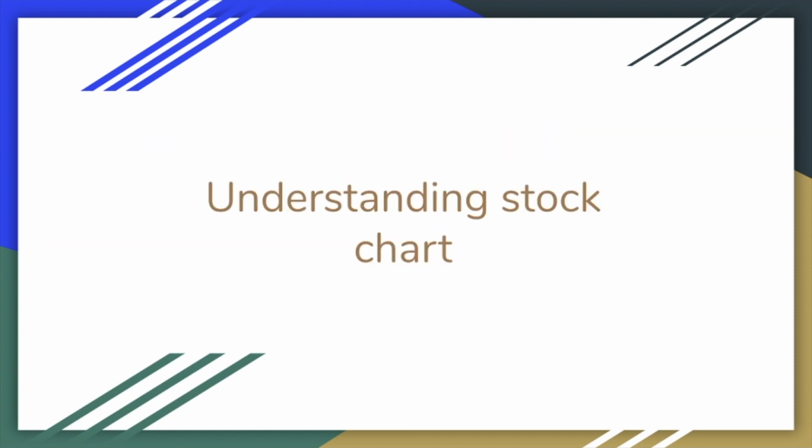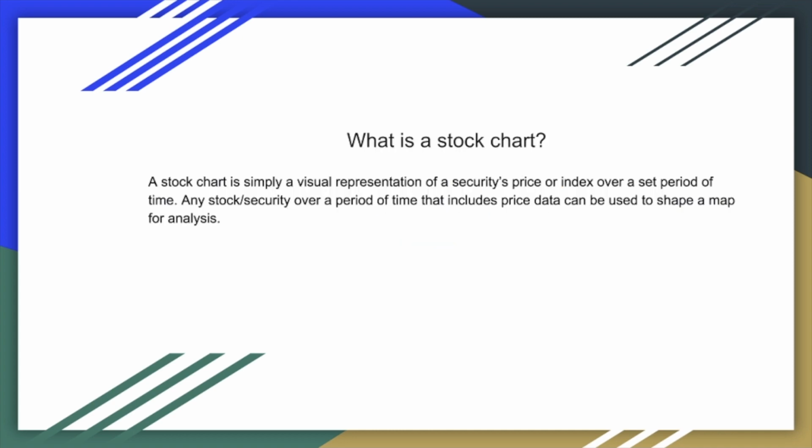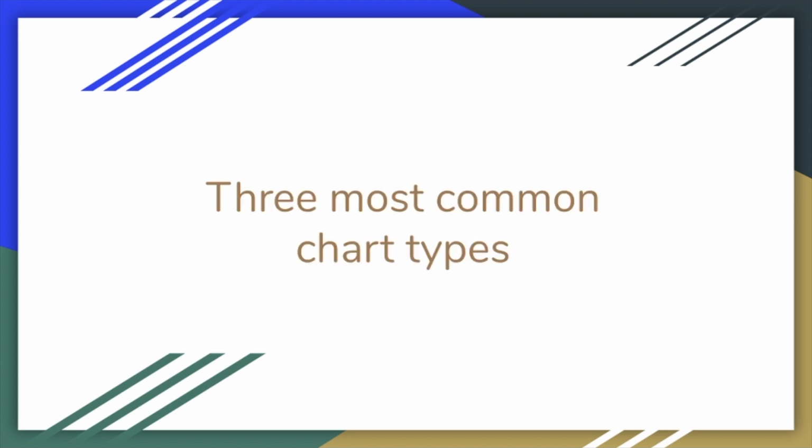Now, before we get into certain technical analysis, like I said again, these are just the basics. We want to understand stock charts. What are they, right? A stock chart is simply a visual representation of a security's price or index over a set period of time. Any stock or security over a period of time that includes price data can be used to shape a map for analysis.